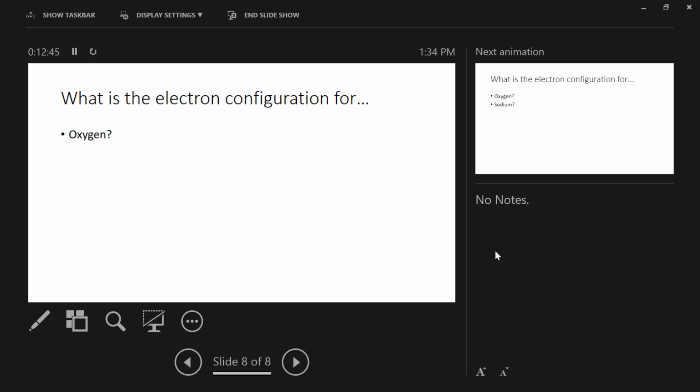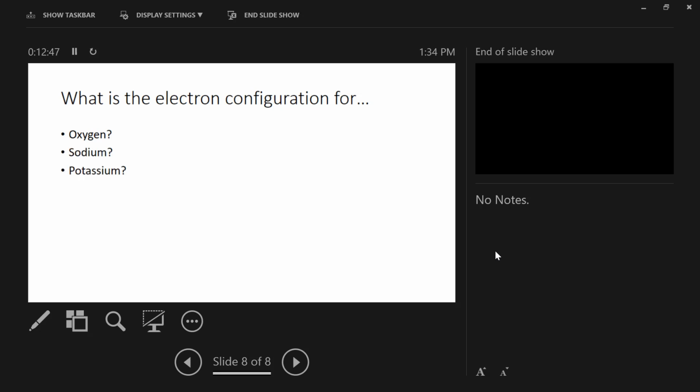Too high. Okay. So we have oxygen, sodium, and potassium. So we want the electron configuration for oxygen. We want the electron configuration for sodium. We want the electron configuration for potassium. All right?